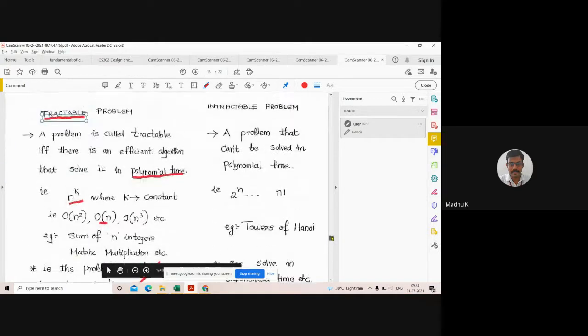So next, what is an intractable problem? A problem that can't be solved in polynomial time. It may take more than polynomial time. Those types of problems are called intractable problems.